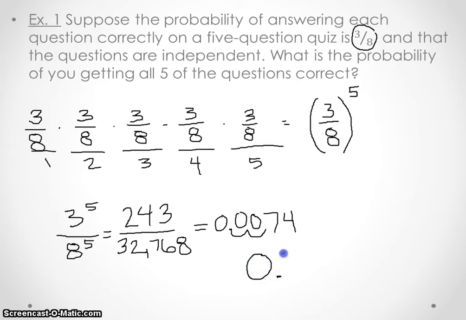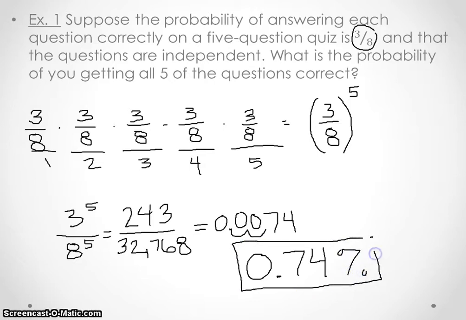Notice the decimal point is still before the 7. 0.74%. So now that's as a percent, which, as you can see, is less than a 1% chance of you acing this quiz. So, moral of the story, study for your quiz. Even though it's only 5 questions, studying might help.